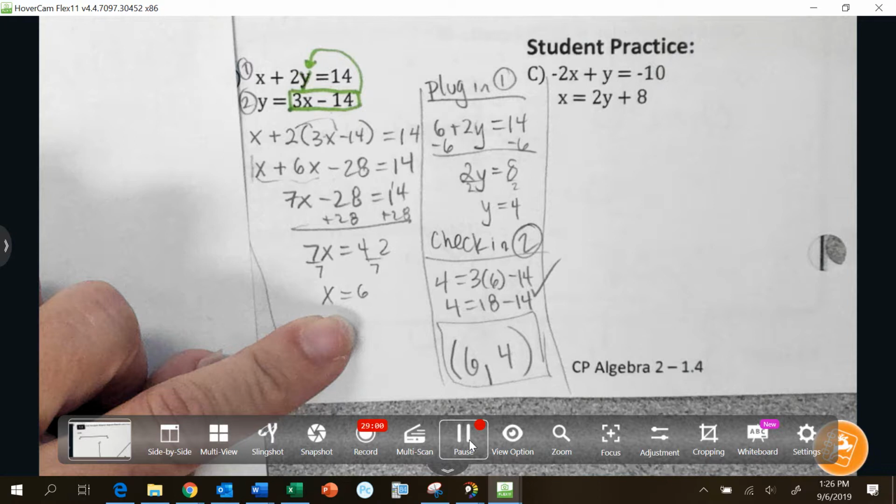Okay, I am having very good conversations with some of you because you're accidentally making mistakes, and that's going to happen. If you forget a negative, or if you distribute incorrectly, you're not going to get the right answer and it's not going to check. There is a reason why we plug in 1 and check in 2, because it is so easy to make a tiny little mistake on these.